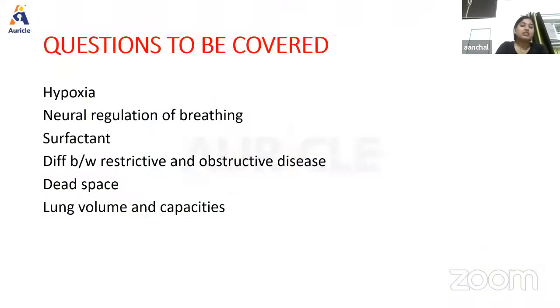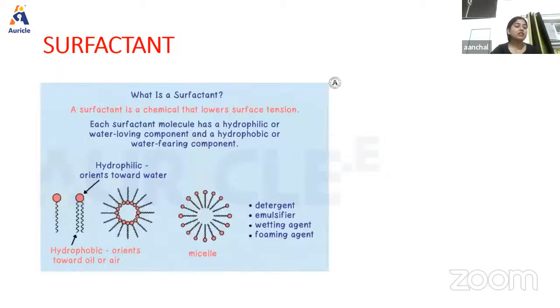So, in today's session, we're going to discuss some very important topics of the respiratory system like hypoxia, neural regulation of breathing, surfactant, difference between restrictive and obstructive disease, dead space, and lung volumes and capacities. So let's proceed with the first topic, that is surfactant.